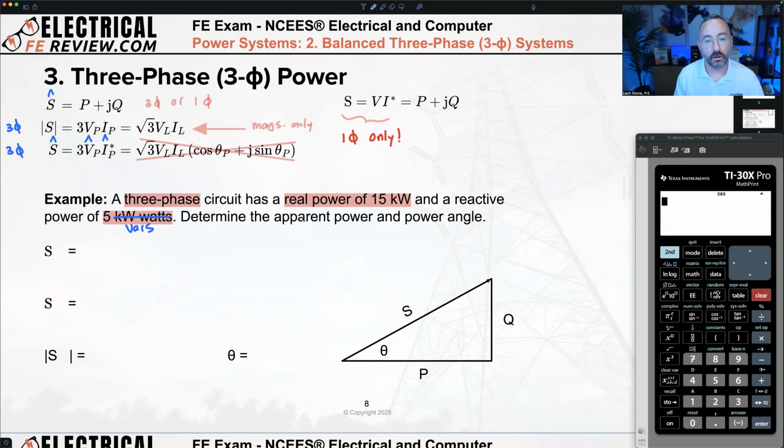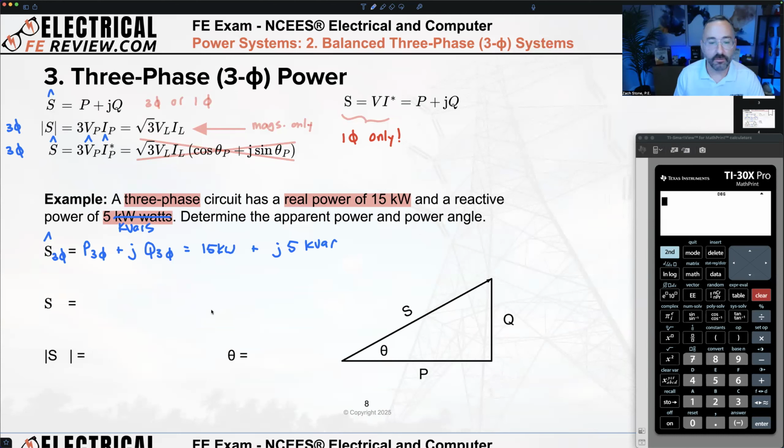So first thing, I'm given what? I'm given P and I'm given Q. So which formula am I going to use? I'm going to use this formula on the top: S equals P plus jQ. I'm going to be really careful to remind myself this is complex power and we're working with three-phase numbers. So complex three-phase power equals three-phase real power plus j times three-phase reactive power. Straight from the problem, three-phase real power is 15 kW plus j times 5 kVAR.